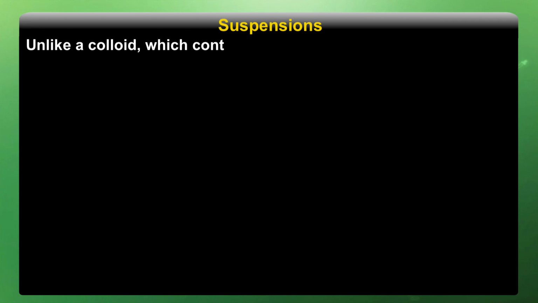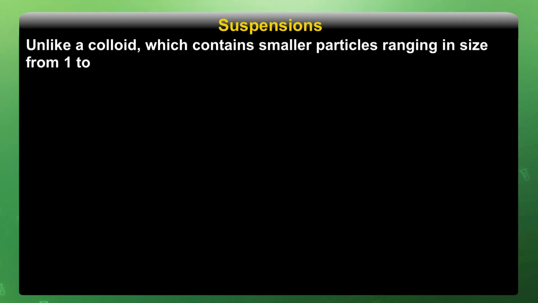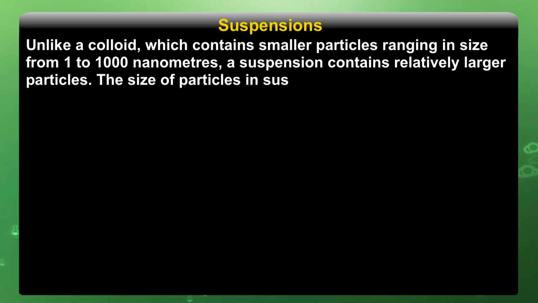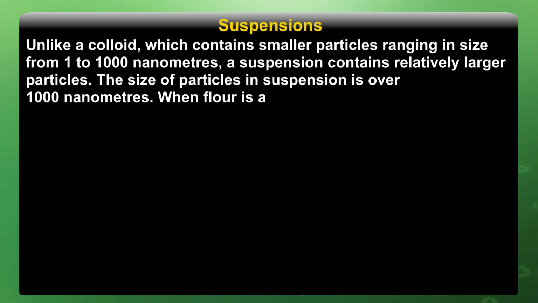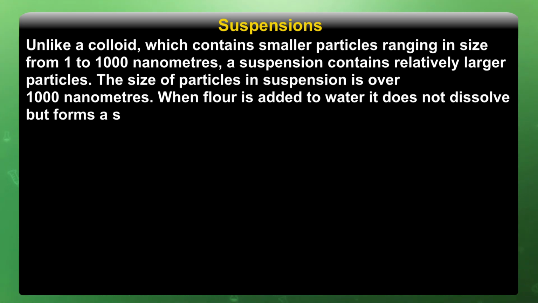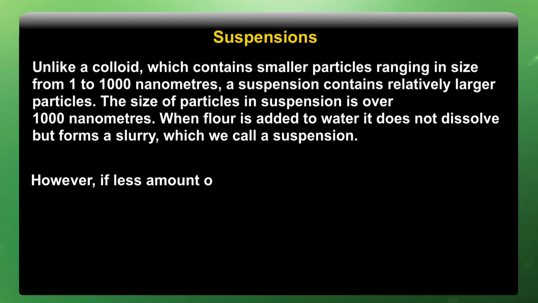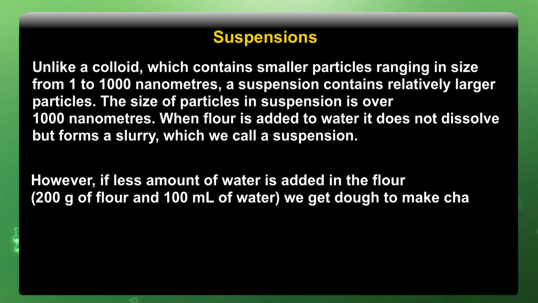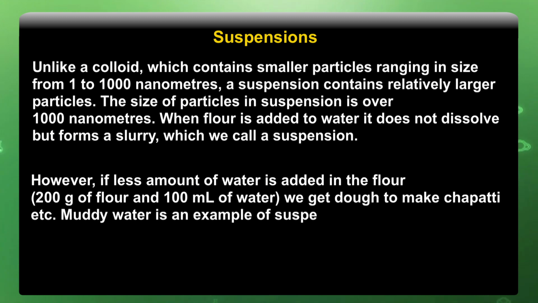Unlike a colloid, which contains smaller particles ranging from 1 to 100 nanometers, a suspension contains relatively larger particles. The size of particles in a suspension is over 1000 nanometers. When flour is added to water, it does not dissolve but forms a slurry, which we call a suspension. This is a very good example you can perform at home also. You can mix a little flour into water, and you will see the particles of flour remain suspended. However, if less water is added to the flour, 200 gram of flour and 100 ml of water, we get dough to make chapatis. Muddy water is also an example of suspension.